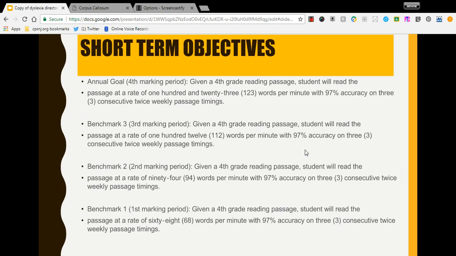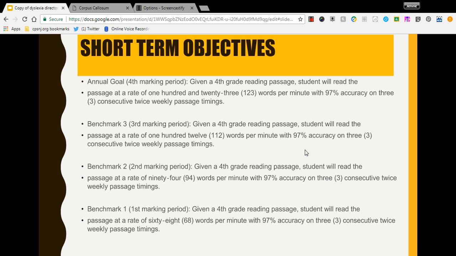Short-term objectives should be broken up into whether it's marking periods, months, some systematic way to measure progress throughout the school year. So look at the bottom, benchmark 1. For the first marking period, given a 4th grade reading passage, the student will read the passage at a rate of 68 words per minute with 97% accuracy on 3 consecutive twice weekly passage timings. Very clear objective, and it's given us when we're going to be measuring this, what the expectation is.